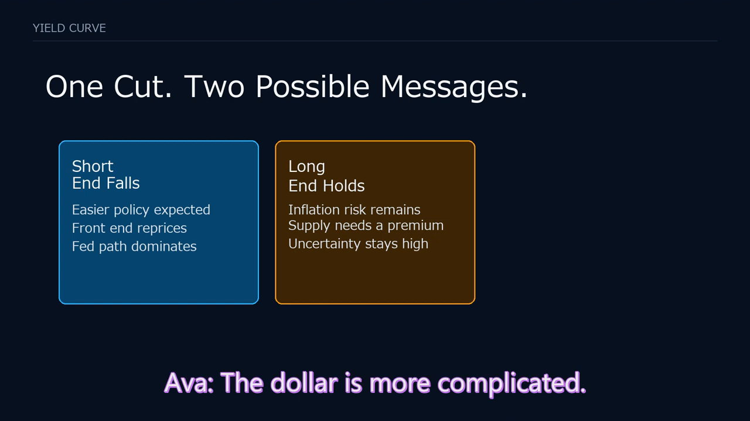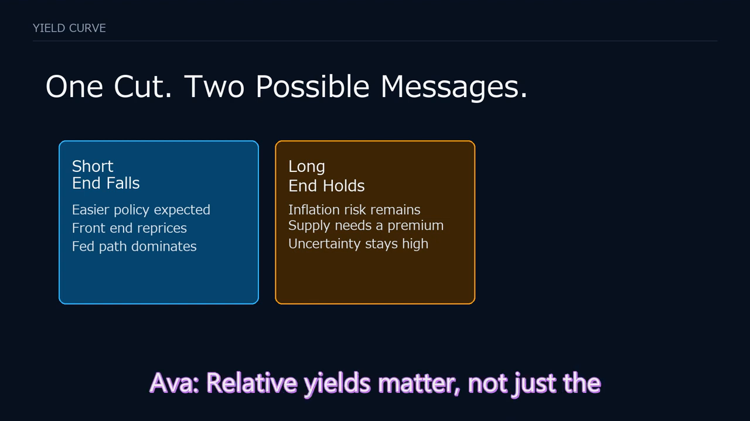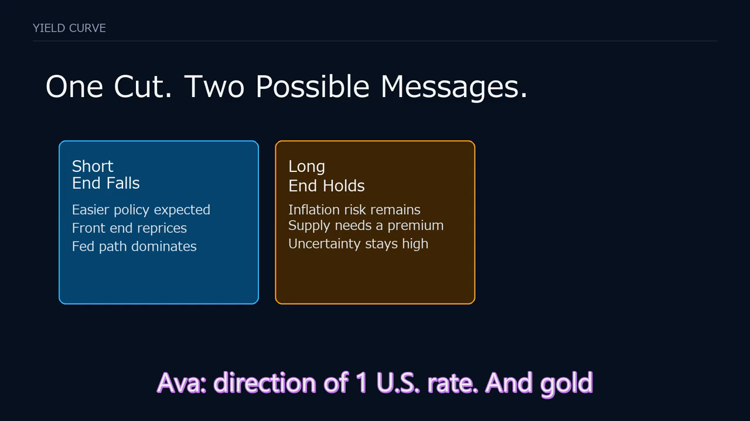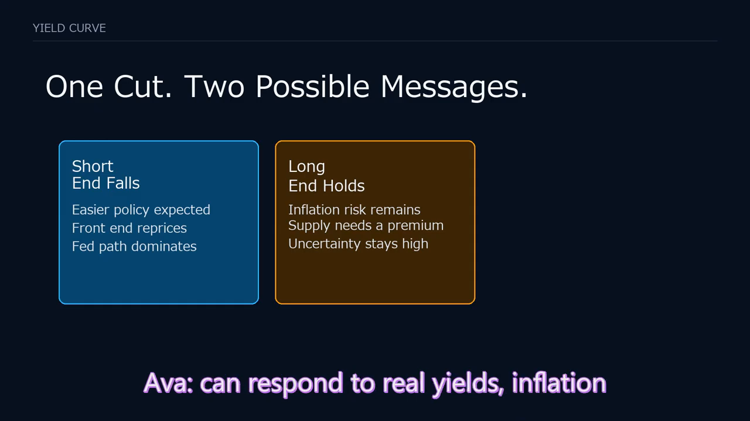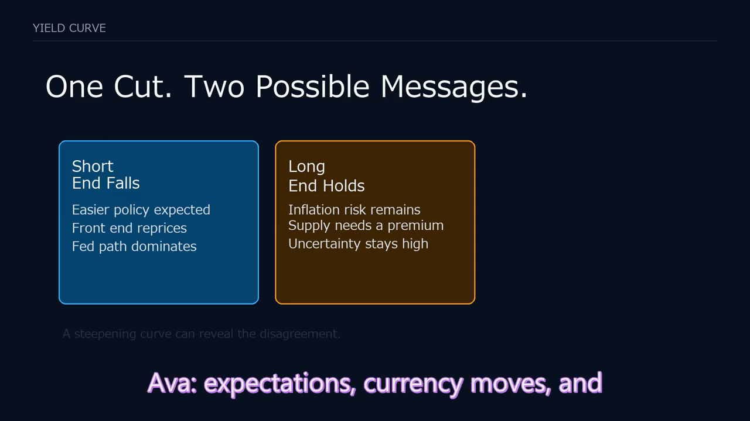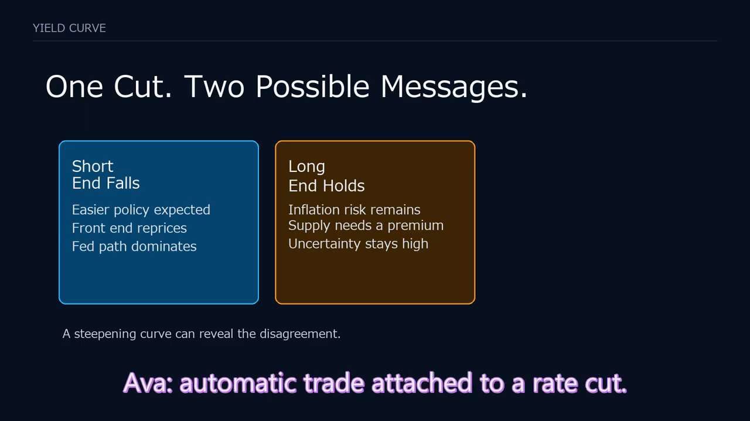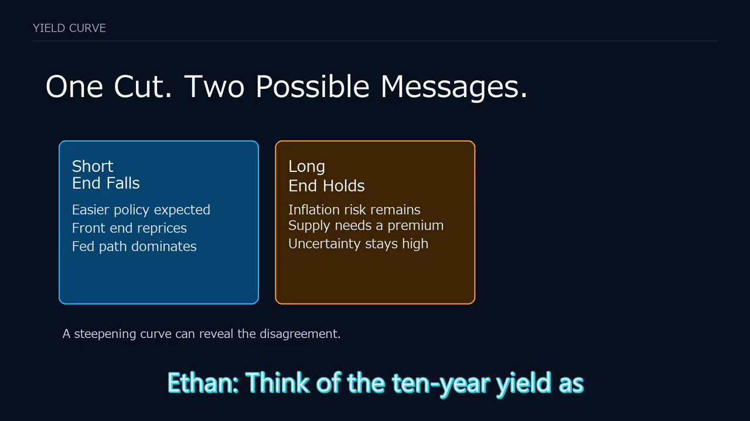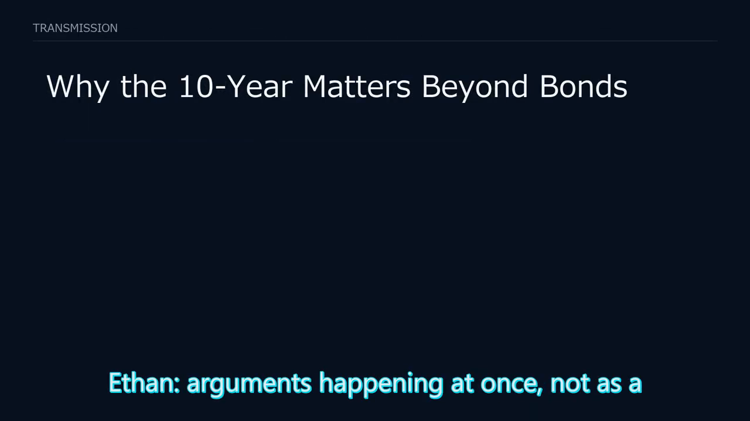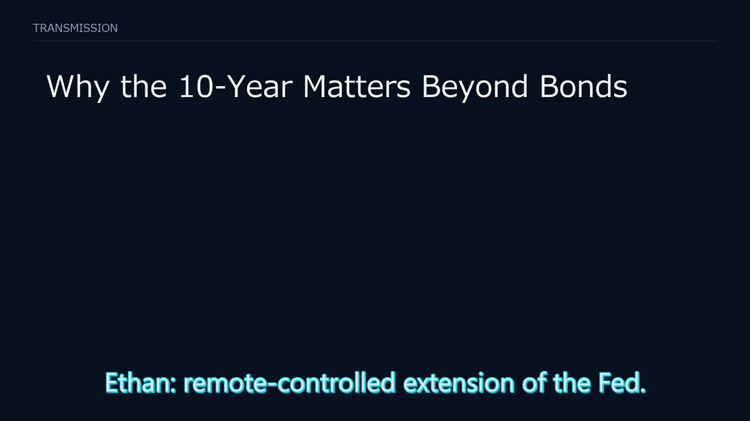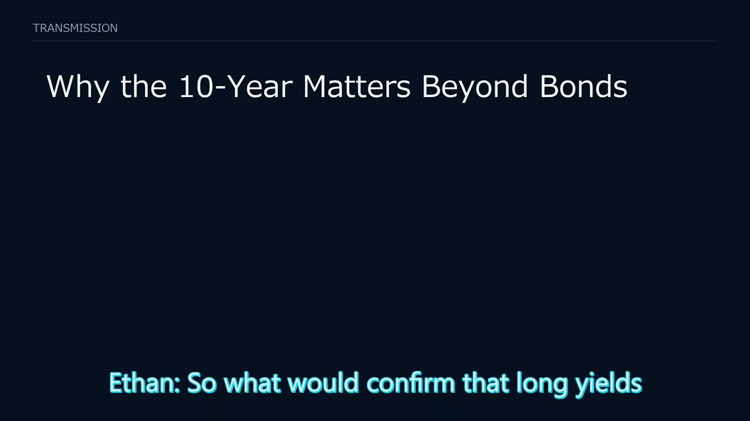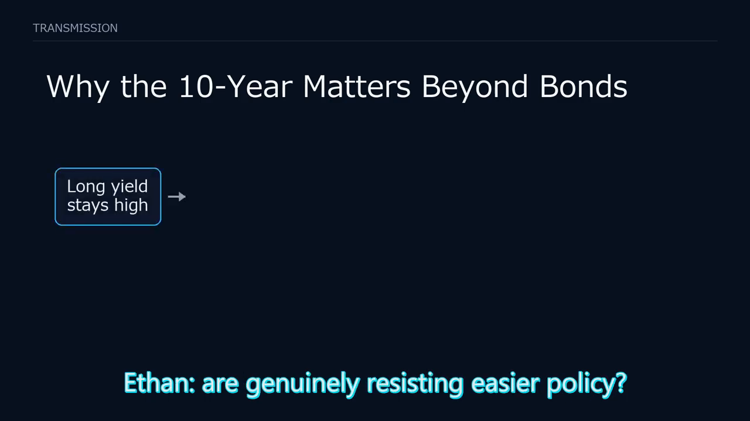The dollar is more complicated. Relative yields matter, not just the direction of one U.S. rate. And gold can respond to real yields, inflation expectations, currency moves, and demand for safety. There is no single automatic trade attached to a rate cut. Think of the 10-year yield as a market scoreboard for several arguments happening at once, not as a remote-controlled extension of the Fed. So what would confirm that long yields are genuinely resisting easier policy?